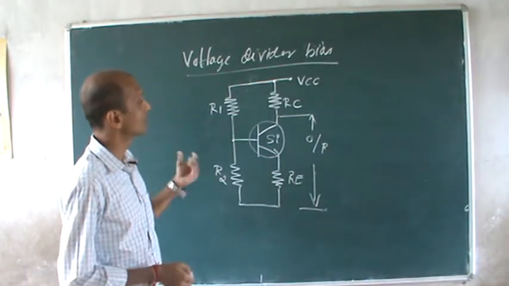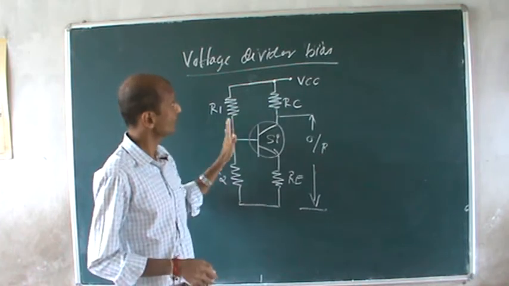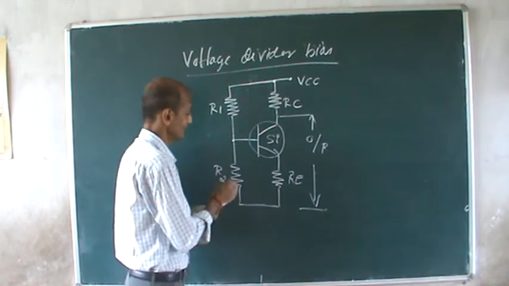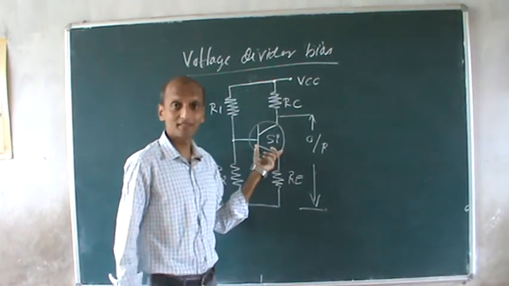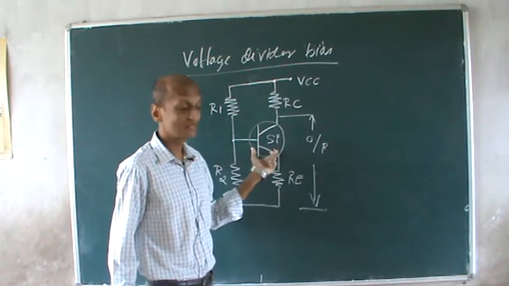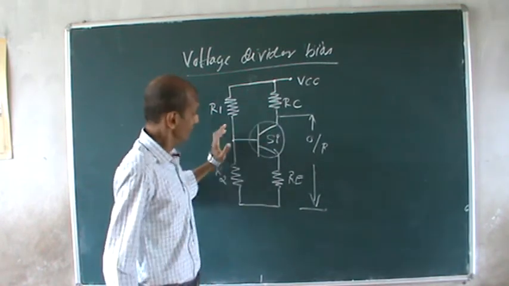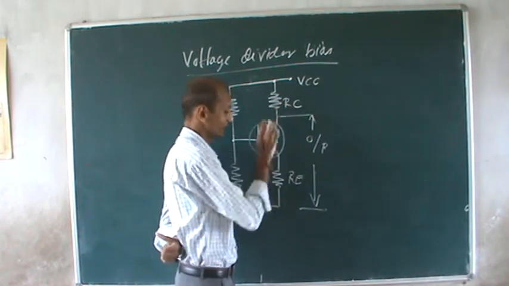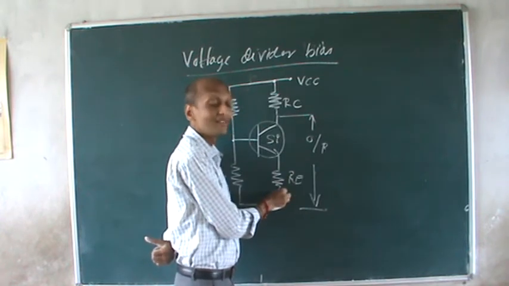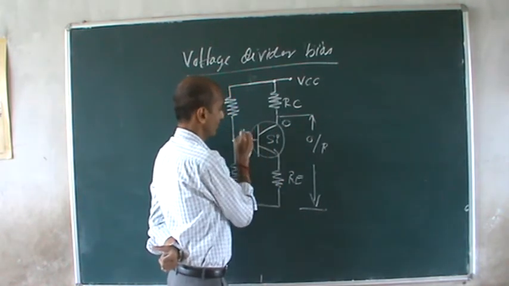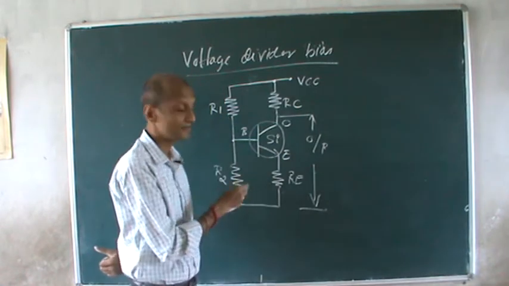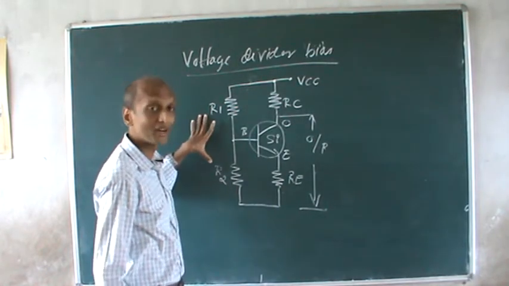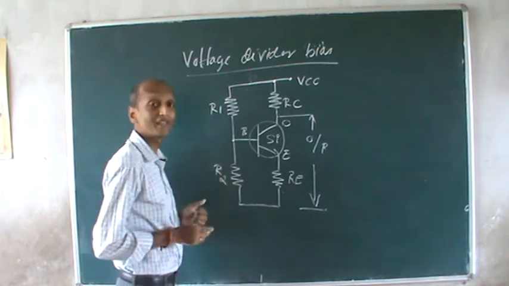Now we have come to the type of bias. This is your voltage divider bias, and here what I can see is a silicon transistor. I have taken a silicon transistor biased with four resistors. This is a collector current limiting resistor, and this is your emitter resistor. We have collector, base and emitter terminals. And we have two resistors R1 and R2. These two resistors are very important.